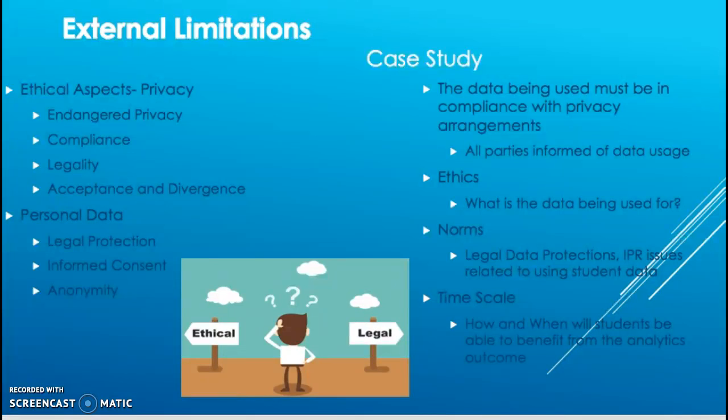External limitations refers to ethical aspects like privacy and personal data. So instructors must be within legal limits and adhere to all compliance issues. Students have the right to anonymity before their personal information and data is used. In the case study, the data being used must be in compliance with privacy arrangements, and all parties involved must be informed of what the data is going to be used for, which goes into ethics. What is the data being used for, and are there legal protections? How and when will the student's data be used?